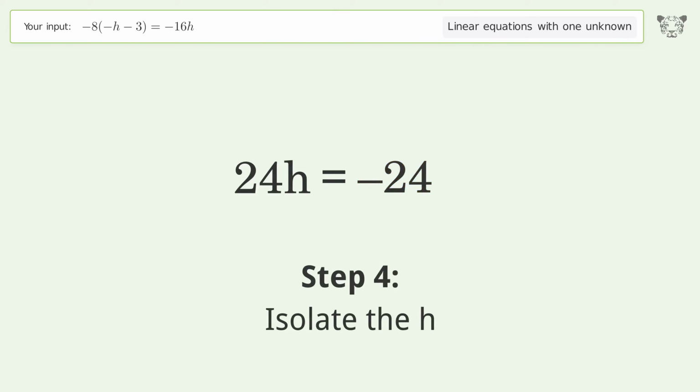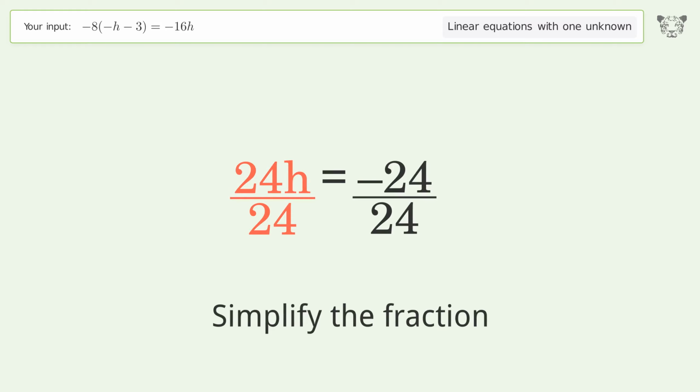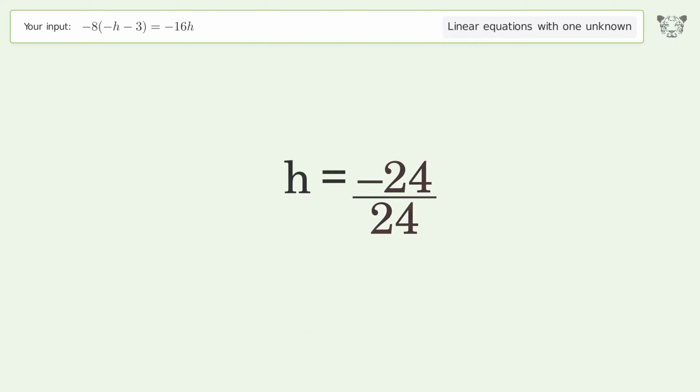Isolate the h. Divide both sides by 24. Simplify the fraction. And so the final result is h equals -1.